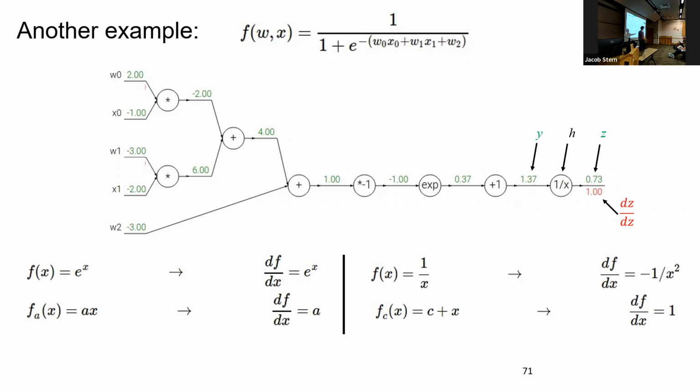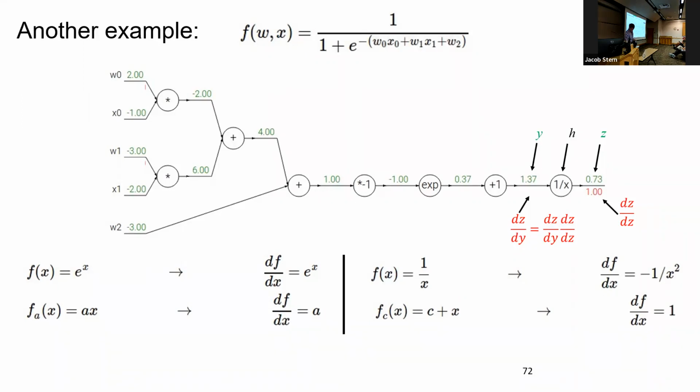I'm not sure why the creator of the slides put dz as the derivative of the output with respect to the output. That's always 1. You can just start with dz dy, which is the previous output. So dz dy is the derivative of z with respect to y, where z equals 1 over y. This operation here, the 1 over x, corresponds to 1 over 1 plus e to the negative stuff. Okay, so what is the derivative of 1 over x with respect to x? Negative 1 over x squared, yes.